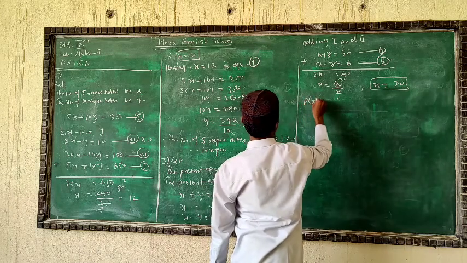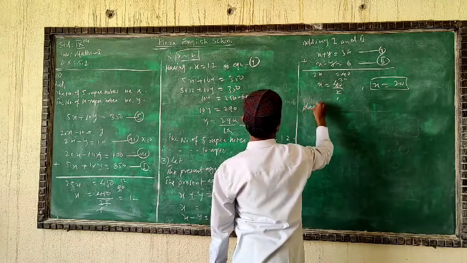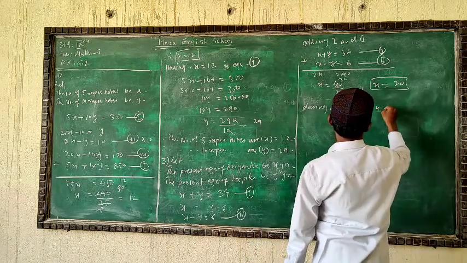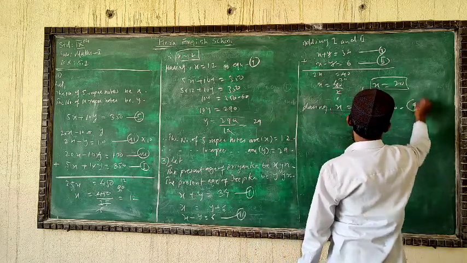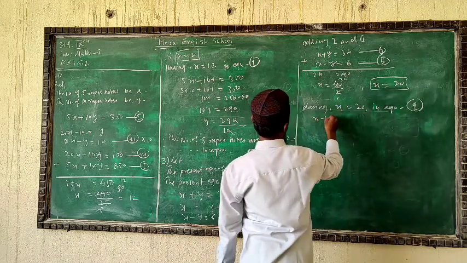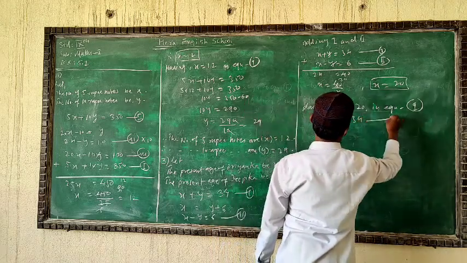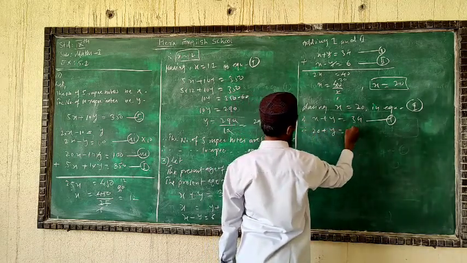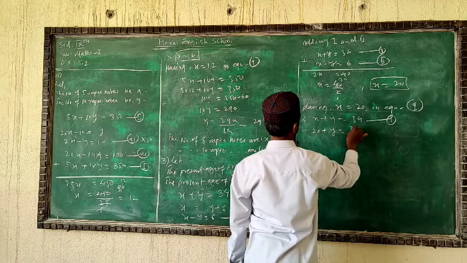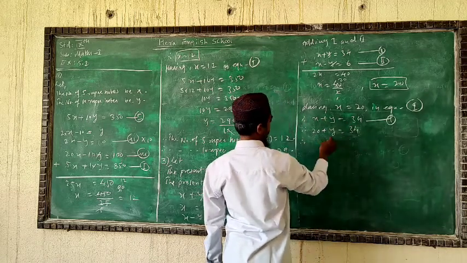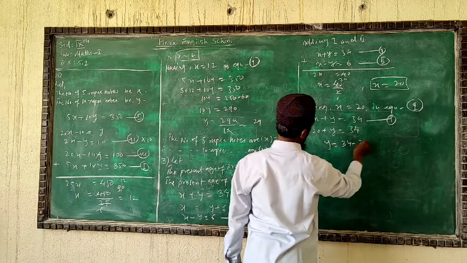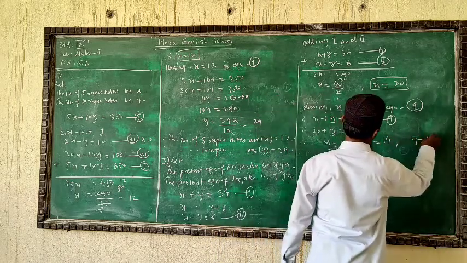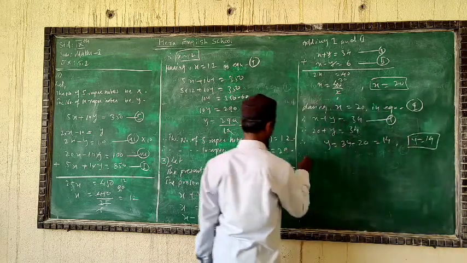20. Now placing x equal to 20 in equation 1. X plus y is equal to 34. Equation 1. Now we have x 20 plus y is equal to 34. Y equal to 34 minus 20. You will get 14. Now here we got the value of y, 14. These are the ages. Okay.